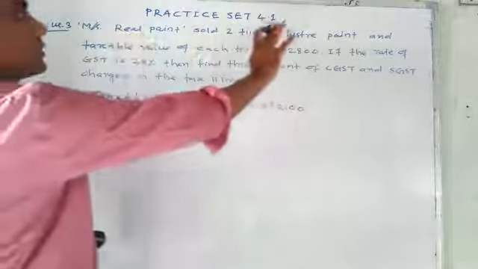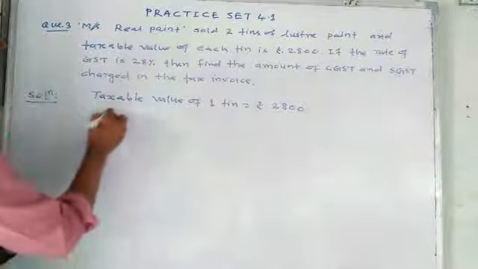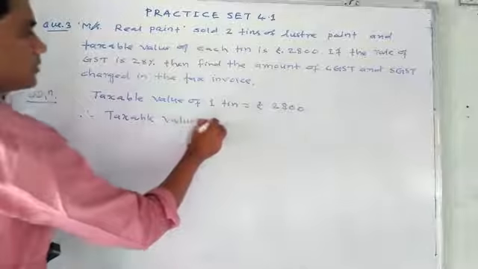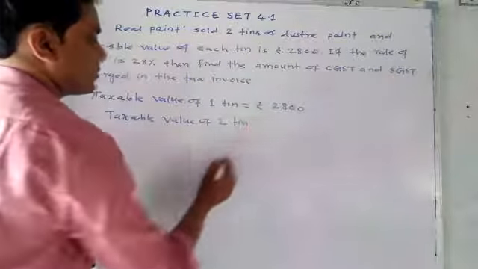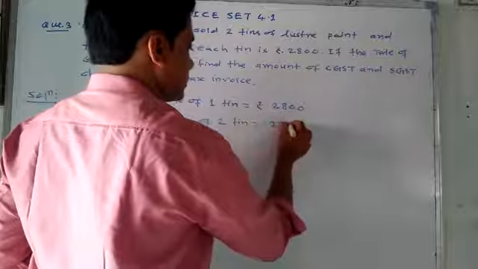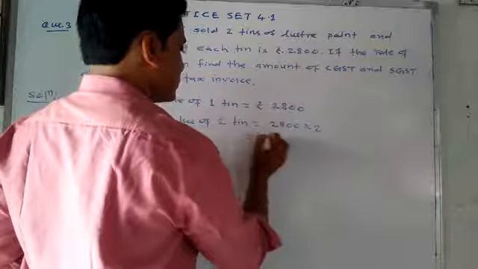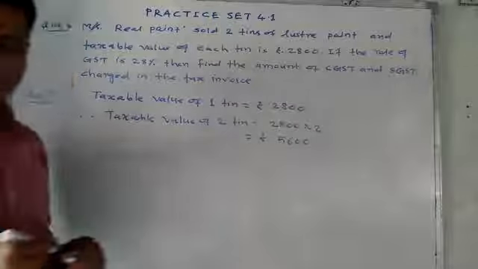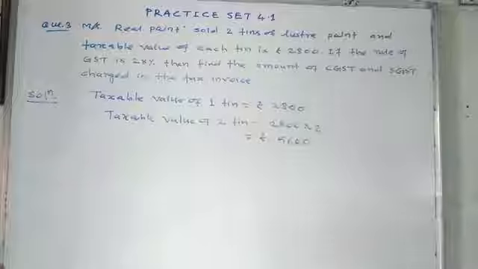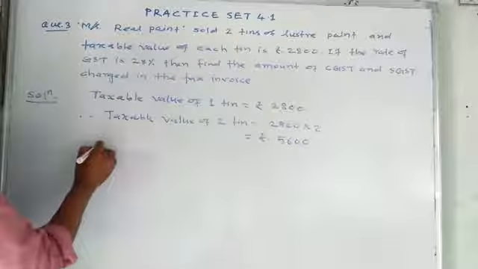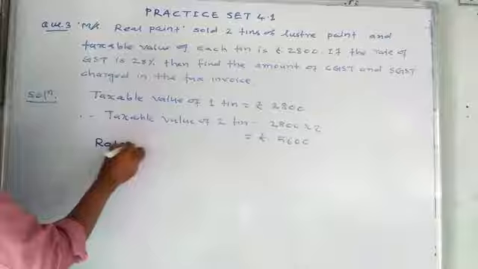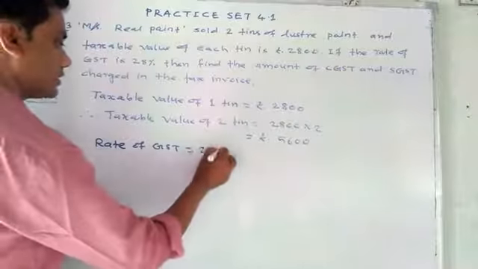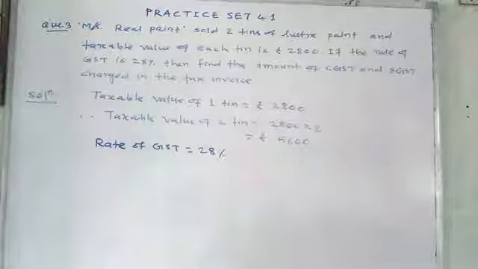Real Paint sold 2 tins, means taxable value of 2 tins, 2,800 into 2 means rupees 5,600. Now rate of GST is 28%.